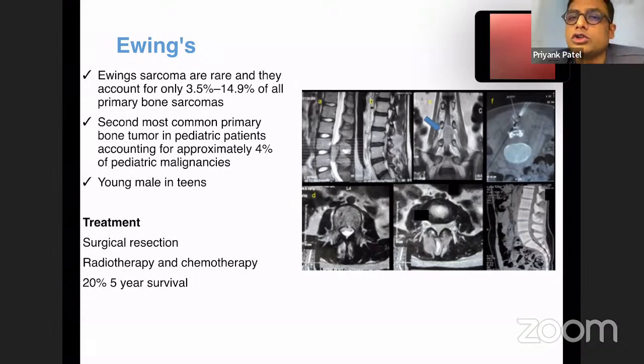So you are talking about a long bone Ewing's which has metastasized to the spine, right? So it is going to present itself as a metastatic spine tumor. So usually you're going to have bony involvement more than soft tissue involvement. So the radiological presentation is going to be like a metastatic spine tumor. But if you do a histopathological examination, it is going to be exactly like what your primary tumor is.